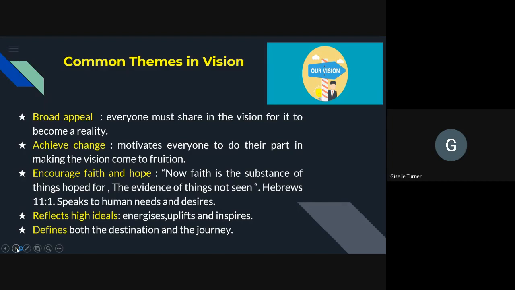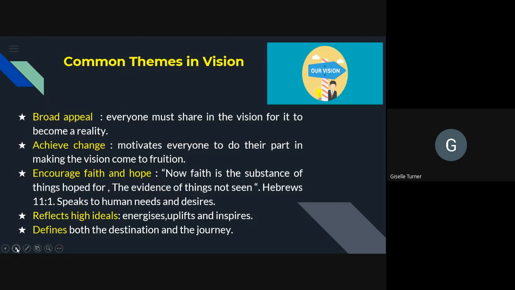Common themes in vision. There are 5 themes in vision, and we are looking at the broad appeal in that everyone must share in the vision for it to become a reality. So basically, we are saying from captain to cook, people want to become involved in something that would help achieve that goal.